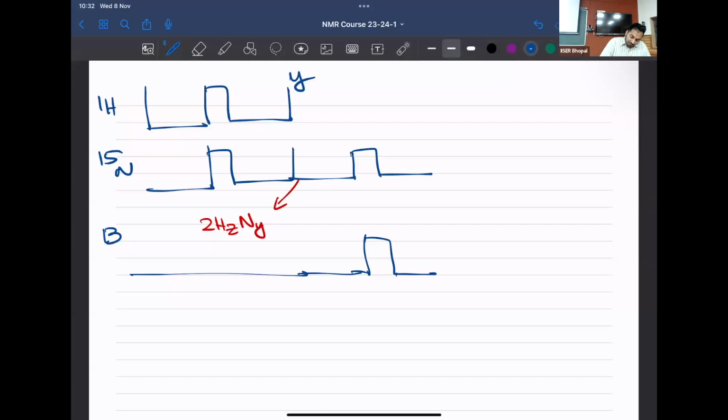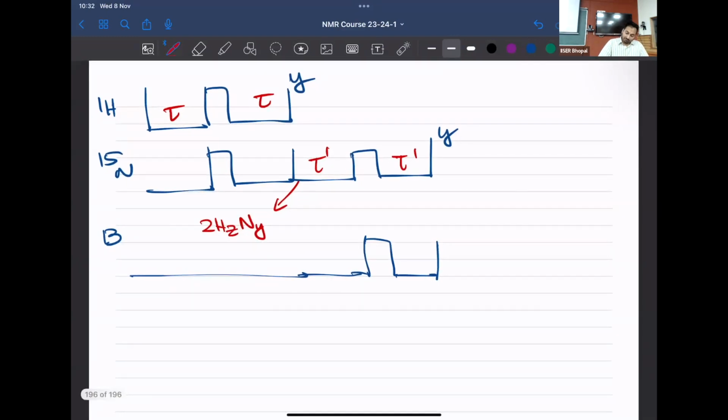There's something that we need to mention here. This is tau, and this is tau prime, let's say, right? And then you have a 90-degree pulse. Of course, I'm just putting a Y phase again so that we generate a single quantum coherence term. And therefore, what you end up generating at this point will be something like 4 HZ NZ CY, right?